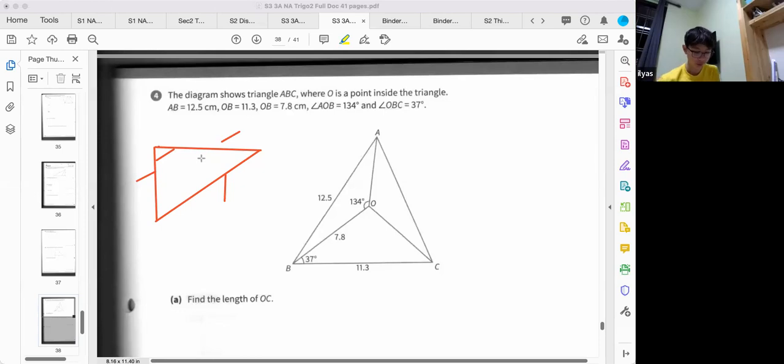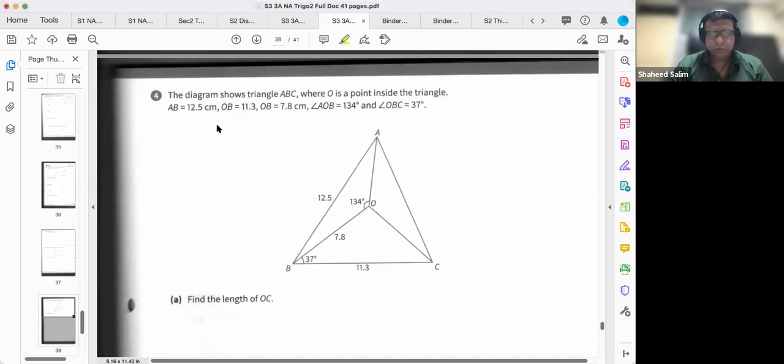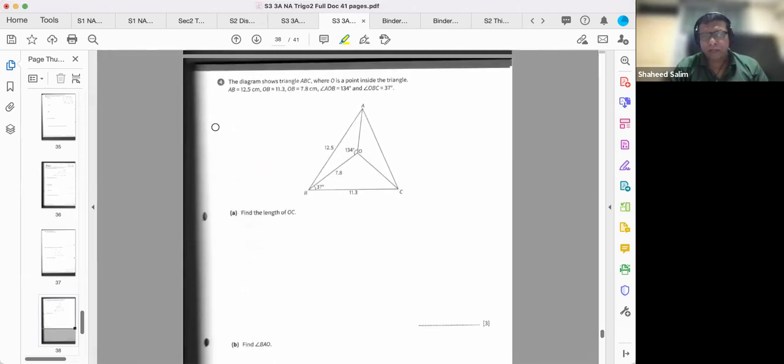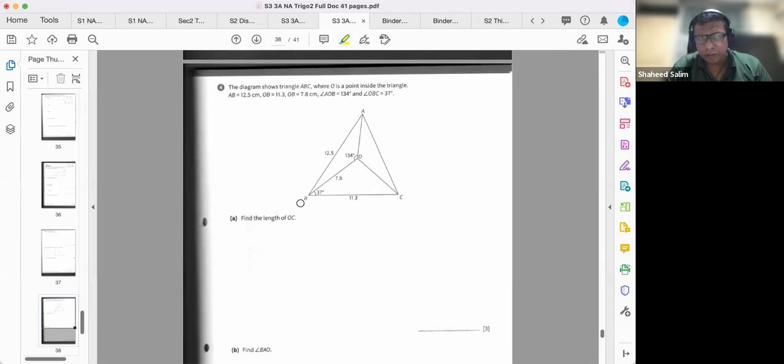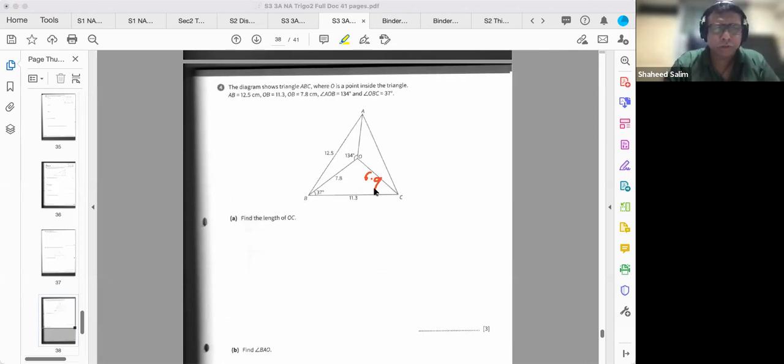Uh, 6.9. 6.9, well done. Okay, so you found OC is 6.9. Can you find BAO? BAO. Just indicate you have found 6.9 here. It's an isosceles, right? No, you cannot assume that. Must not assume that. Let's go to that.